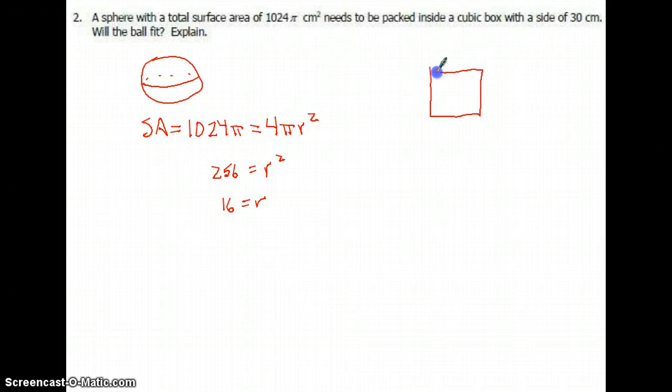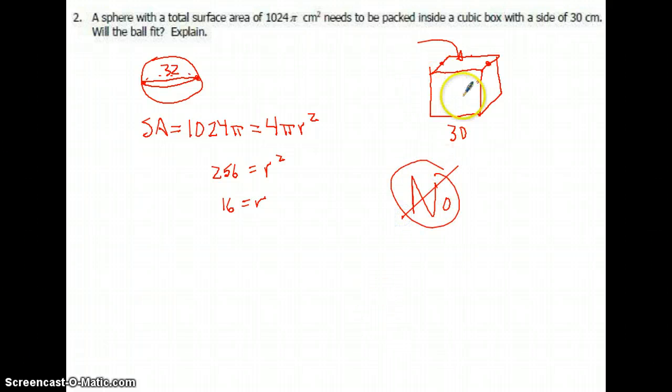Is it going to fit in this box that has a side of 30? Well, it's got to fit in there. It's got to fit between here and here, between the front and the back. Well, how far is it from here, excluding the lump? The distance across that thing, if the radius is 16, is 32. No, it will not fit. It is too wide to fit in a box that's only 30 wide.